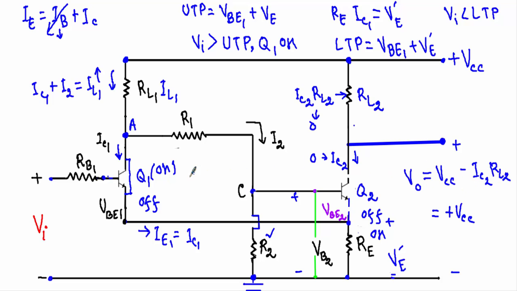This is how the alternate switching of the transistors Q1 and Q2 will shift the level of the output voltage from this level to this level, this level to this level, and this process is a very fast process, and the transition from this level to this level or this level to this level is almost instantaneous. Okay, so this is the operation of the transistor Schmitt trigger circuit.